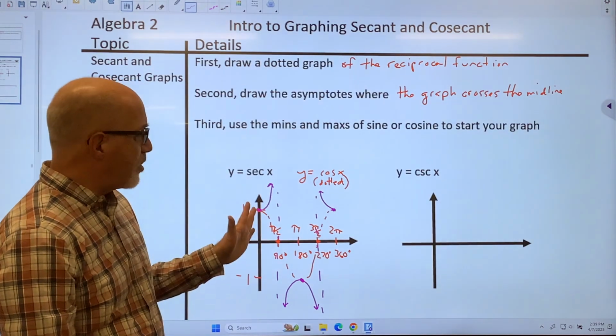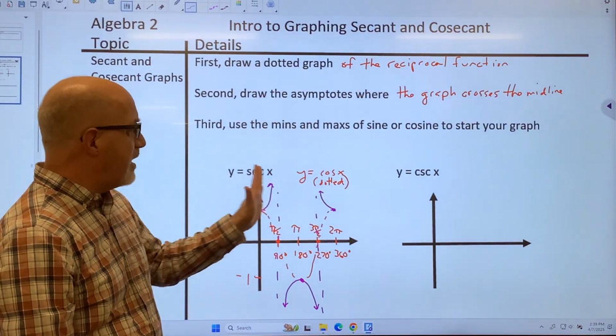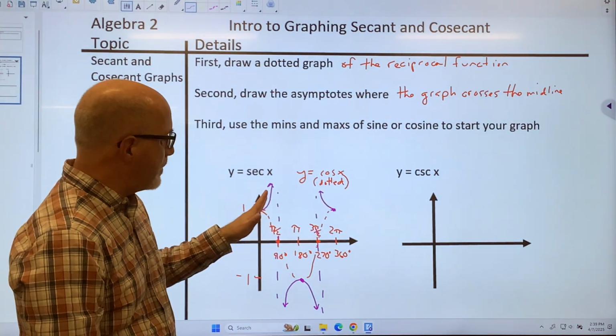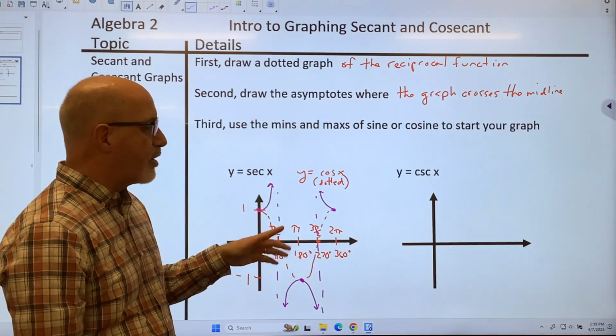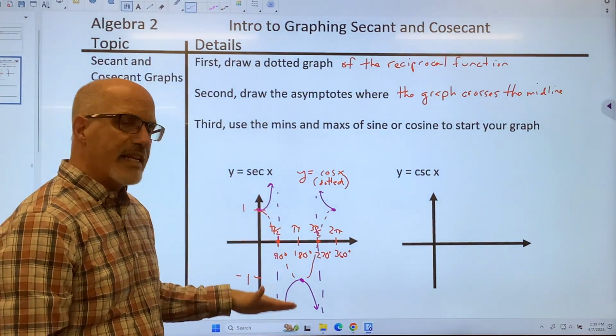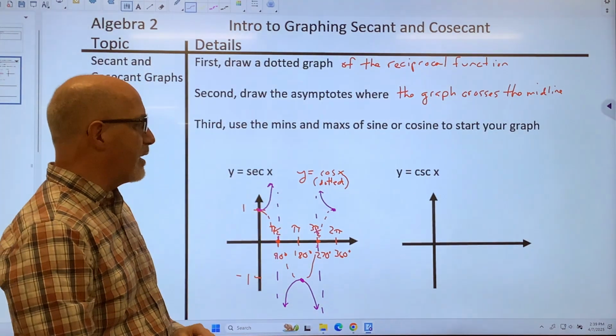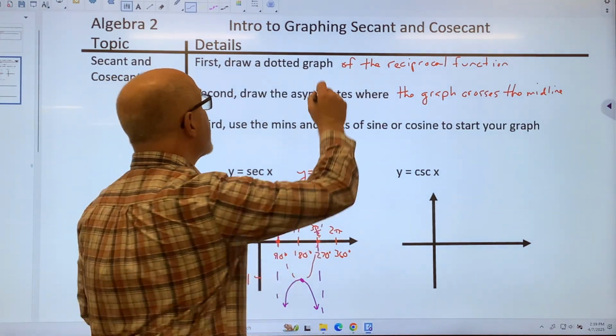So that's how you draw. This is what one period of secant looks like. If you put this one with this one, you'll get another curve. It's an up curve and a down curve for one full period. All right, let's do a cosecant.